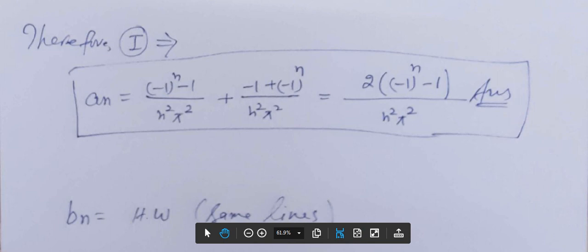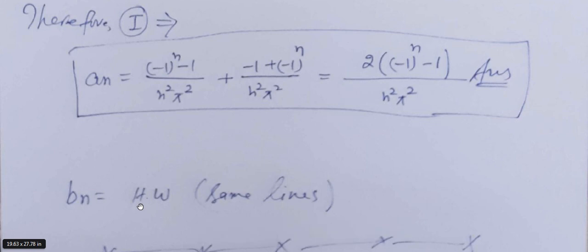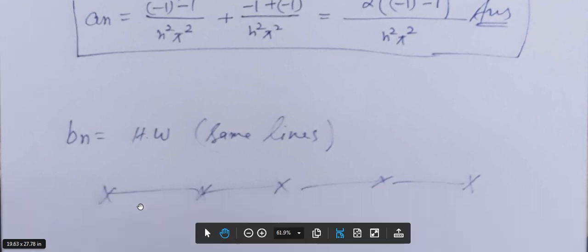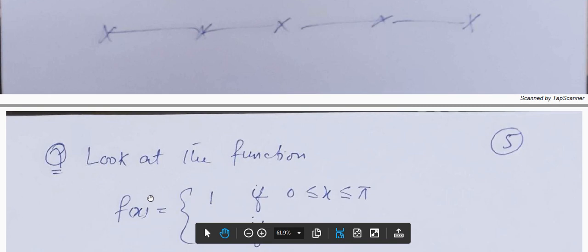So now for you people, the homework is, you have to find Bn yourself. I said An and Bn are almost similar, only the difference is sine and cosine. If here is sine, there will be cosine, or if there is cosine, there will be sine. So this you can solve easily. And still, if you have any question or problem, we can discuss in the Moodle live lecture.